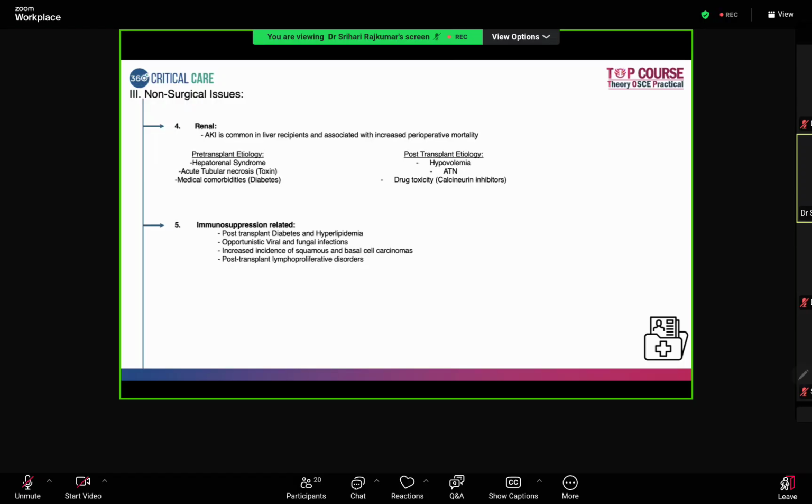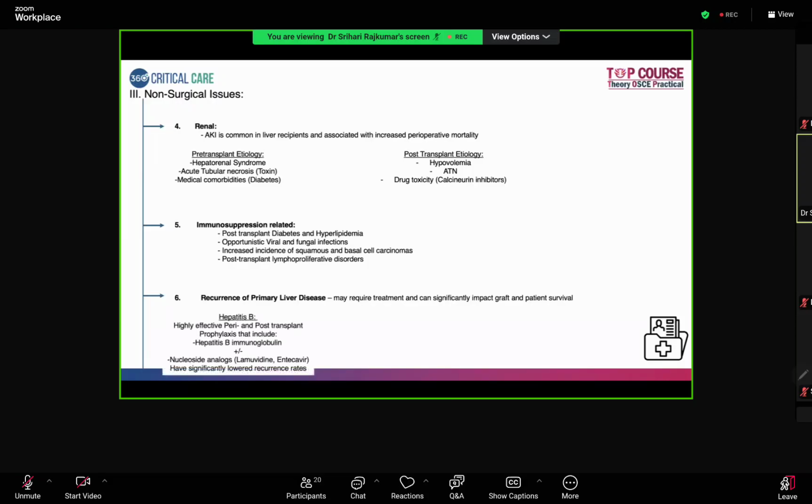And post-transplant lymphoproliferative disorders can occur, and there is also an increased risk of squamous and basal cell carcinomas. As Madam had told, usually malignancy is one of the causes of mortality in most recipient patients. And there can be recurrence of the primary liver disease itself. So they may require treatment and it may significantly impact graft survival.